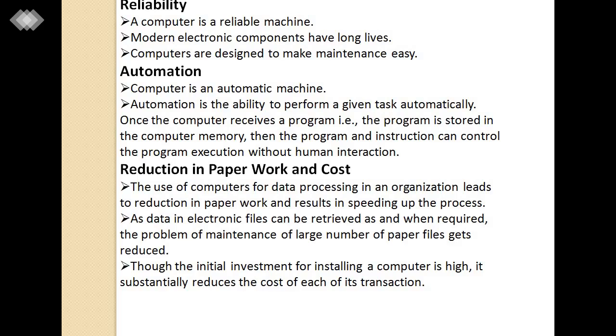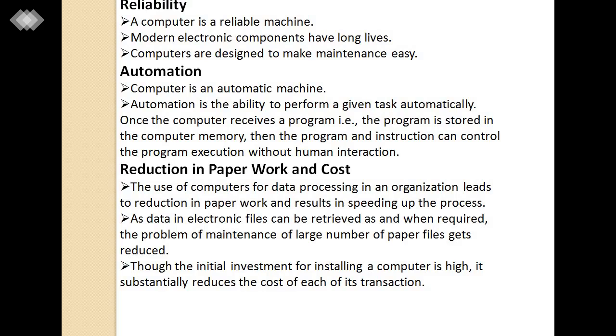Next is the reliability. Computer is a reliable machine. Modern electronic components have long lives, and computers are designed to make maintenance easy. Next is the automation. Computer is an automatic machine. Automatic is the ability to perform a given task automatically. Once the computer receives a program, that is, the program is stored in the computer memory, then the program and instruction can control the program execution without human interaction.